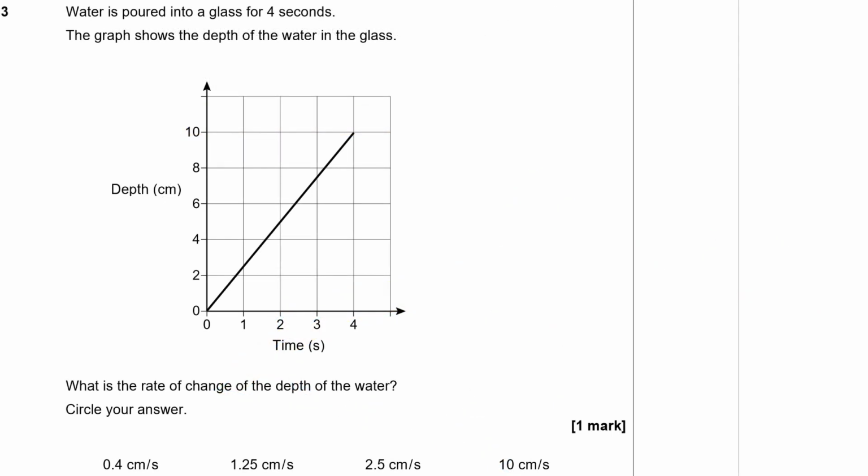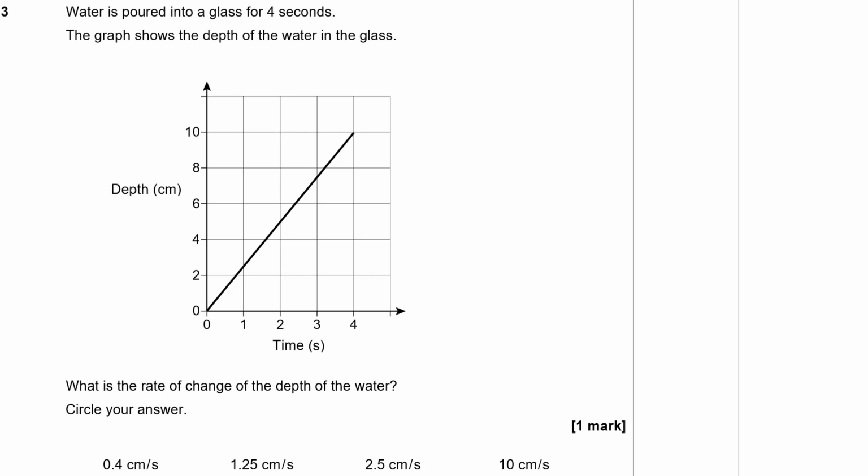Question 3 says the water is poured into a glass for 4 seconds. The graph shows the depth of the water in the glass. So we can see as time increases from 0 to 4, the depth is increasing steadily. And we need to work out the rate of change of the depth of the water. Now rate of change is the same thing as gradient, so we need to basically work out what the gradient of the straight line is.